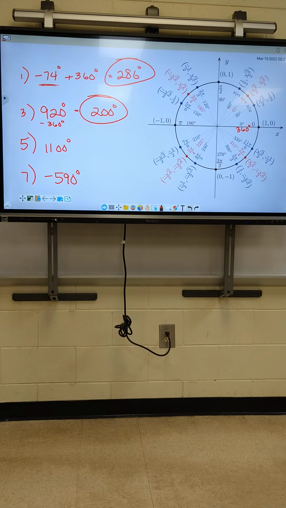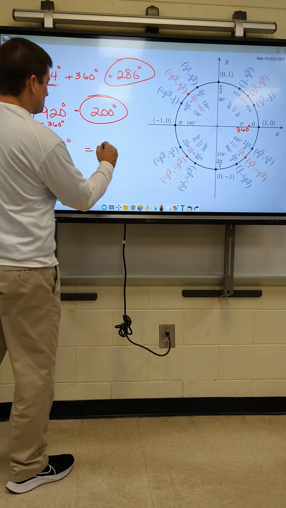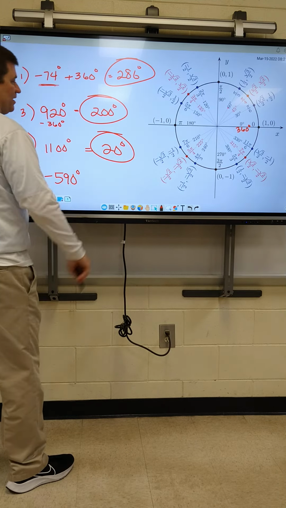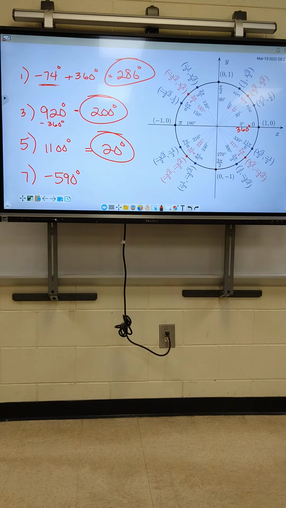All right, so number 5 is 1100. What do I have to do? Subtract 360. What do y'all have when you subtract 360? 740. It's still bigger than 360. Do it again. What do you got? 380. Is it still bigger than 360? Do it again. Answer's 20 degrees. So you are finding the smallest positive angle you can find.